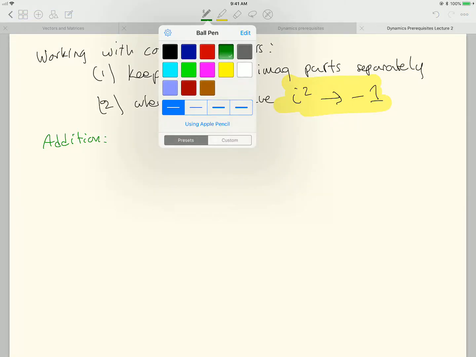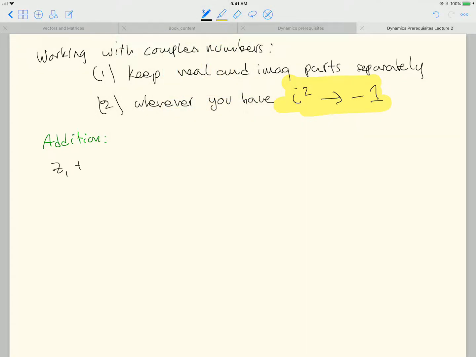So let's say that we're adding two numbers that are complex. So Z1 is A1 plus iB1, and Z2 is A2 plus iB2. So they could be any two complex numbers. The rule is to keep the real parts and the imaginary parts separate, keep track of them separately. So you would just add the two real parts and add the two imaginary parts. And this is what you get.